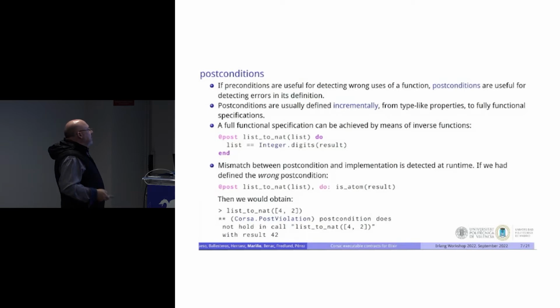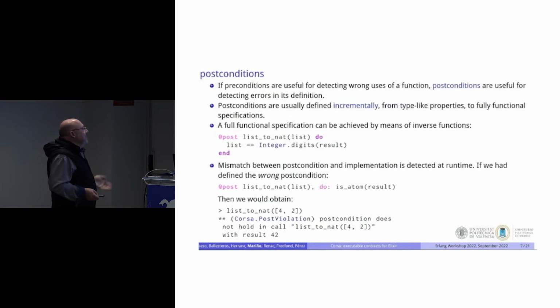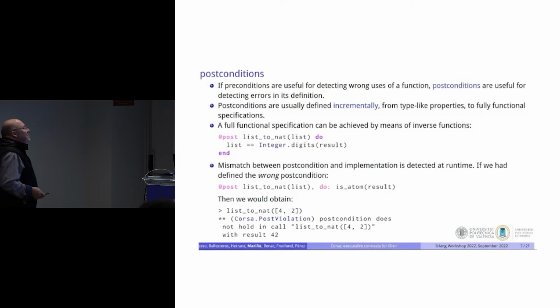Okay. So if we call the function with a wrong postcondition in order to force a mistake, we obtain a causa post violation exception. It's completely symmetric to the precondition case. So most of the thing is using preconditions and postconditions in a very basic setting. But then, of course, we have more things to show.